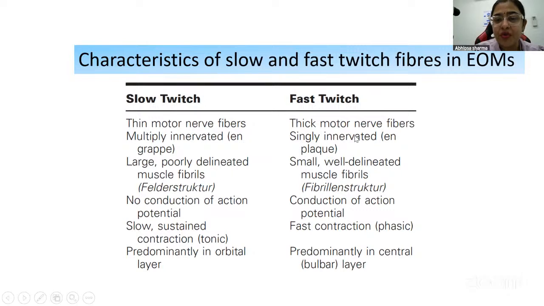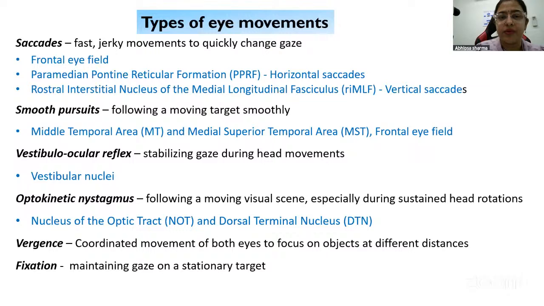Whereas fast twitch muscles have thick motor nerve fibers, they are singly innervated, and they are small, well delineated muscle fibers. They cause the conduction of action potential, and they have fast contraction, that is phasic contraction. And they are predominantly present in the central, that is the bulbar layer of the extraocular muscles. And there again, there are more fast twitch fibers in extraocular muscles as compared to slow twitch fibers.